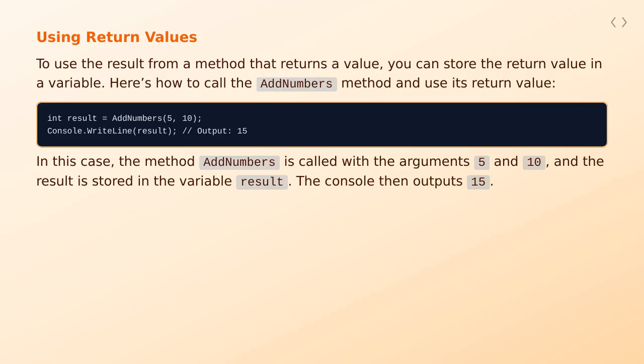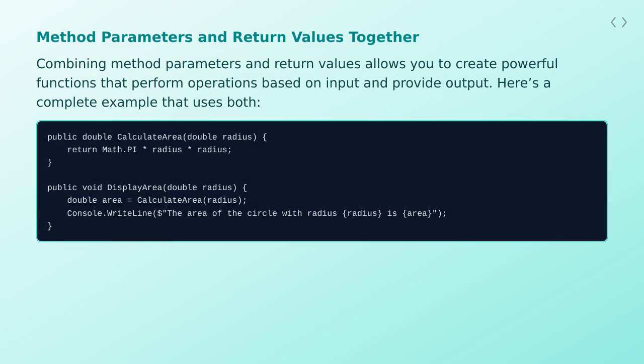See the example on this slide. Pause if you want to study the details. In this case, the method addNumbers is called with the arguments 5 and 10, and the result is stored in the variable result. The console then outputs 15. This section covers method parameters and return values together. Combining method parameters and return values allows you to create powerful functions that perform operations based on input and provide output. Here's a complete example that uses both.